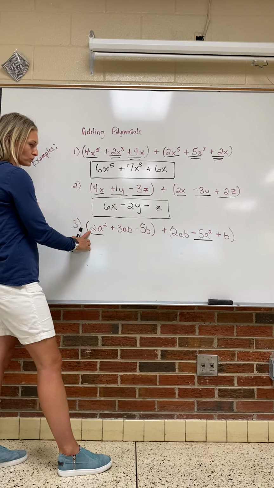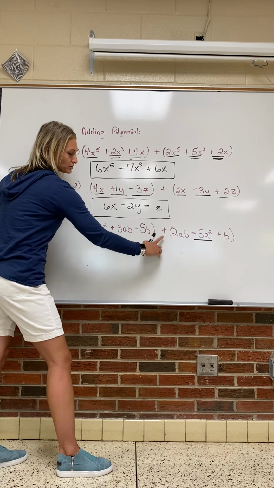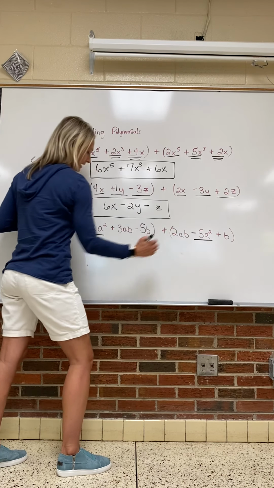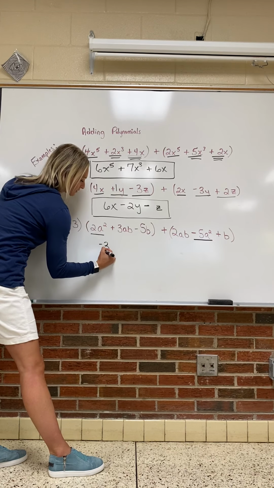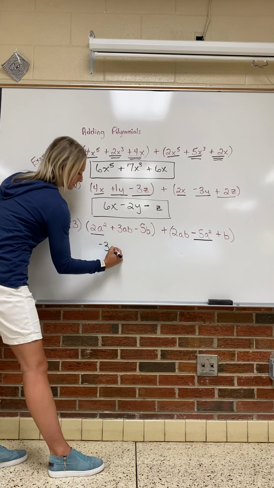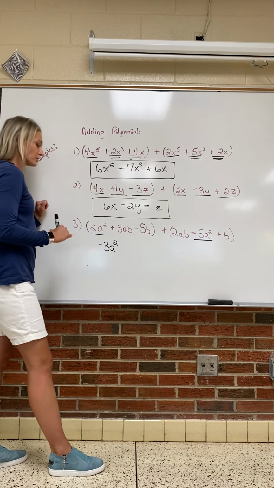So we've got 2 plus, I looked between my parentheses, negative 5. So that would be negative 3. And then a squared is the last name. So that's what goes there.